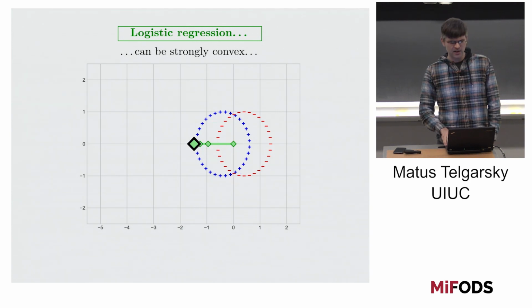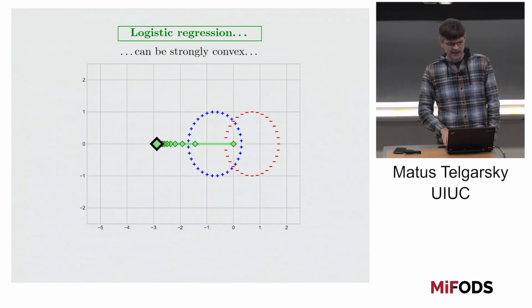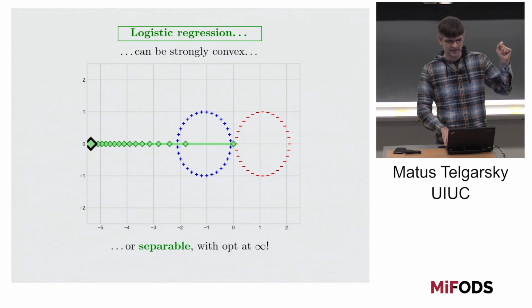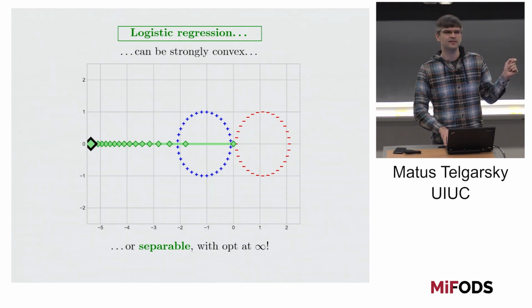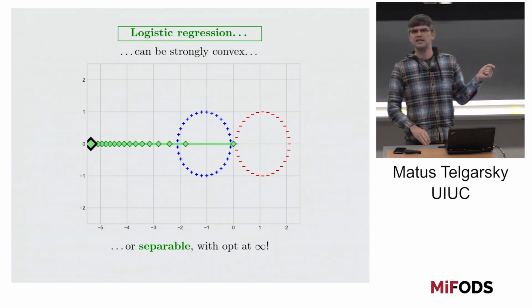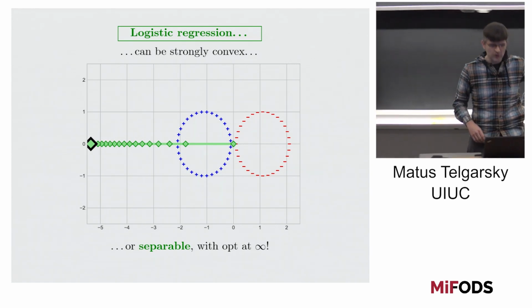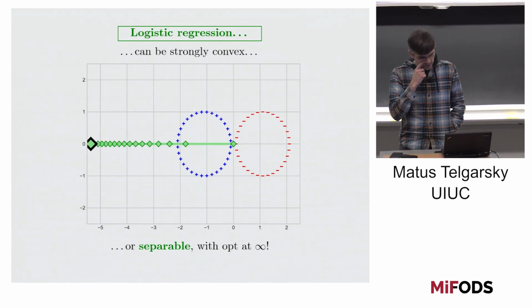So you keep moving the data apart, and you get, oh, and this green line is the path of gradient descent. And you get to here. The solution's at infinity now. It's just like minimizing e to the x. What is the optimum of e to the x? It's at minus infinity. So the solution here is at minus infinity.